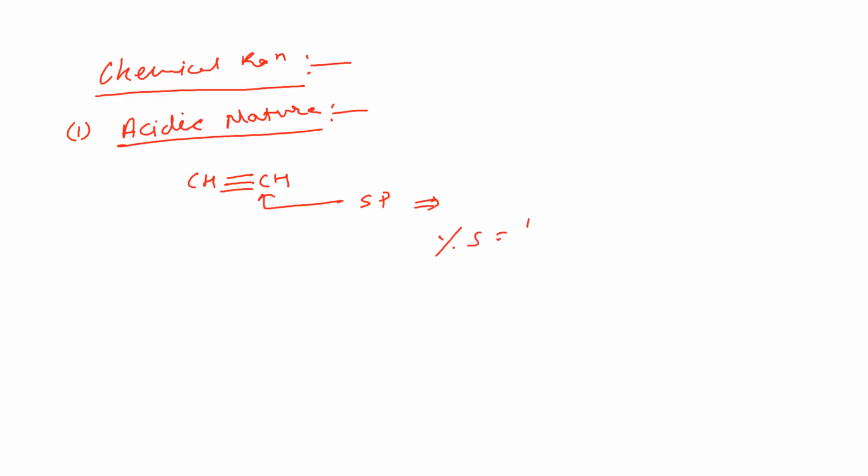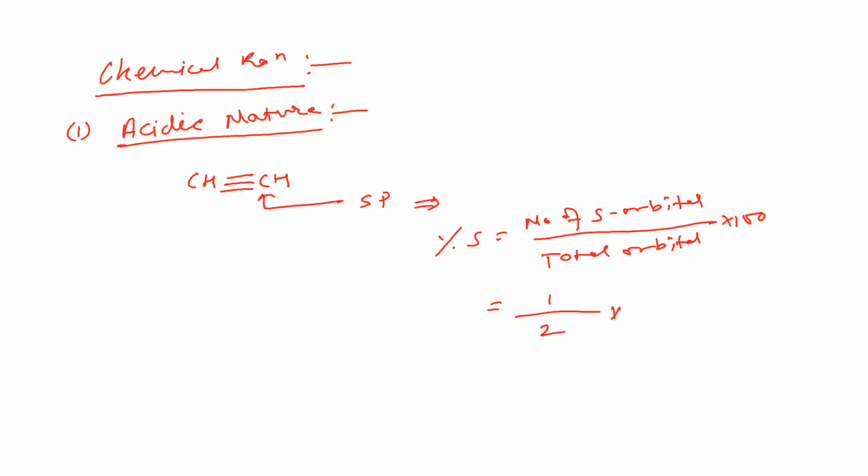So what is that? It is the number of s orbitals divided by the total orbitals, and that we have to multiply by 100. So number of s orbital is 1 and total orbitals is 2, multiply by 100. So how much percentage is it going to come, student?